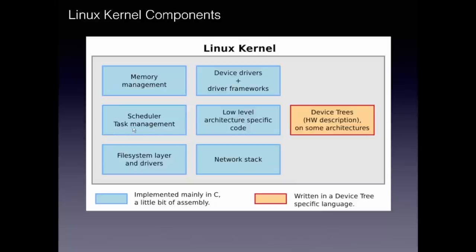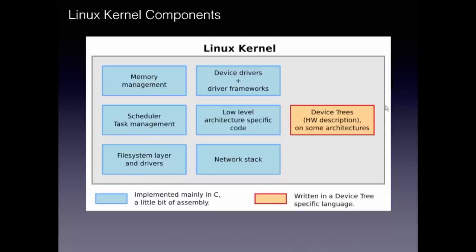Which means you can have more than one program running in parallel. The Linux kernel will be the one responsible for preempting one program or another to make the user feel that you have one or more programs running in parallel. You have a file system and drivers for the file system, and a network stack.